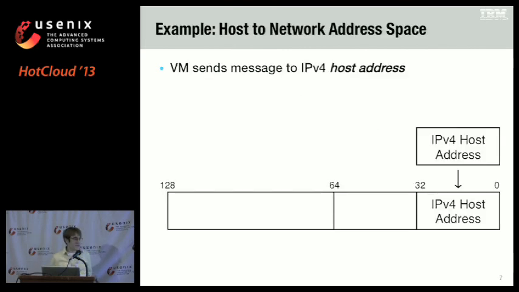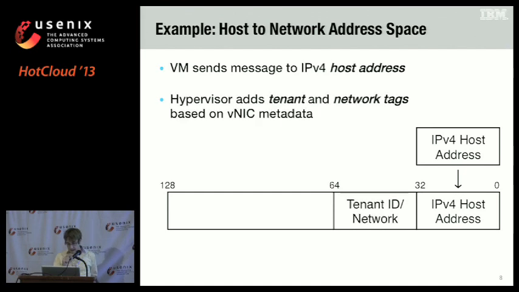Okay, so let's say that the VM is in a host address space that sees IPv4 addresses. So the VM is going to send a message to an IPv4 host address. So the first thing that happens is that host address becomes the low 32 bits of the network address. Then the hypervisor adds what we call tenant and network tags based on the VNIC metadata. And so each VM is associated with a tenant and also a network belonging to that tenant.